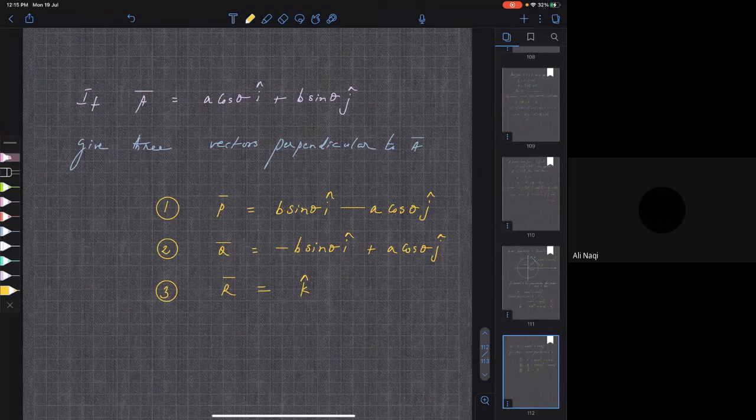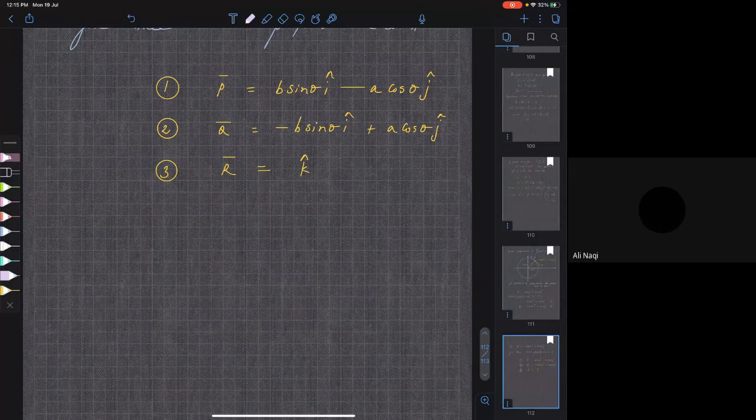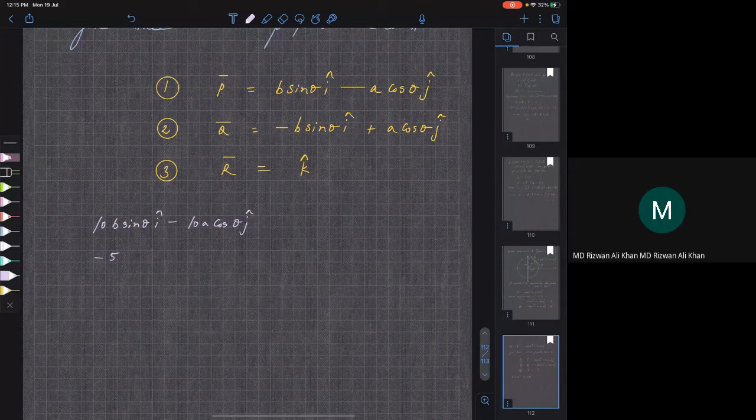Clear? And apart from these three vectors, there are infinitely many other vectors. For example, you can take this vector also: 10 B sin theta I cap minus 10 A cos theta J cap, correct? Or you can take minus 5 B sin theta I cap plus 5 A cos theta J cap, correct? Or any number you can multiply, right? All these will give dot product zero. Any vector parallel to P bar is perpendicular to A bar. Any vector parallel to Q bar is perpendicular to A bar. Any vector parallel to R bar is also. Understood?